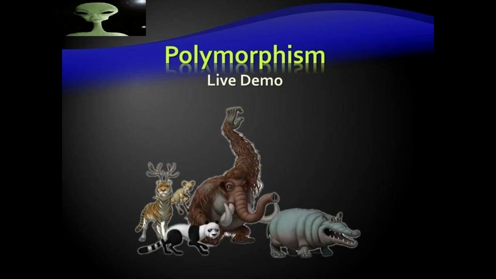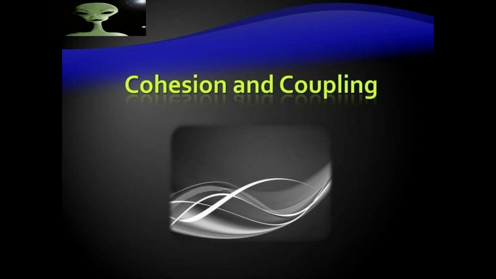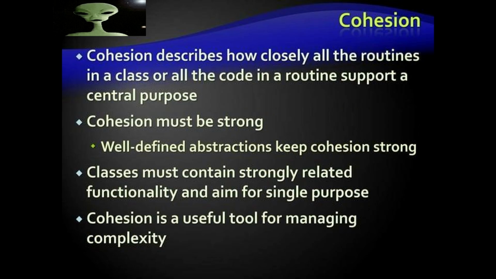Much better now. Our last topic, cohesion and coupling. Cohesion describes how closely all the routines in a class or all the code in a routine support a central purpose. Cohesion must be strong. Well-defined abstractions keep cohesion strong. Classes must contain strongly related functionality and aim for a single purpose. Cohesion is a useful tool for managing complexity.